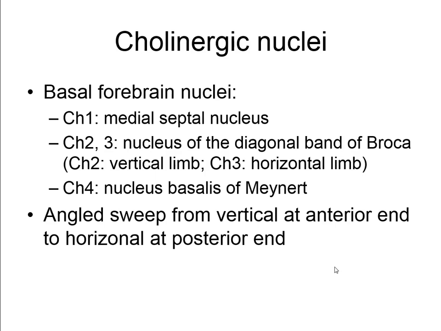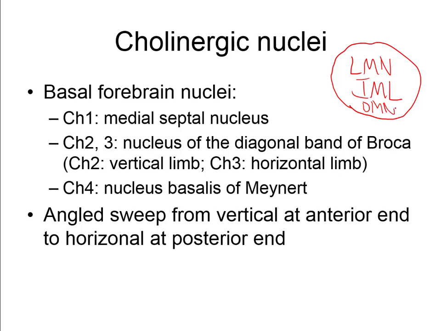So they were histochemical reactions for acetylcholinesterase, so you could find cholinergic projections. And these are the cholinergic groups. And we basically have 4 major groups. And we need to remember that these are cholinergic nuclei that are different from our lower motor neurons and our intermediolateral cell column, which are also cholinergic, okay? As well as our dorsomotor nucleus of the vagus.